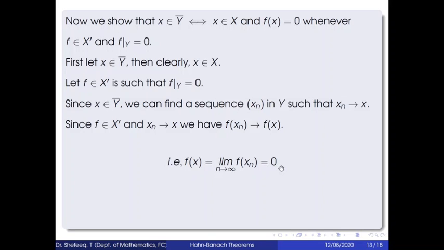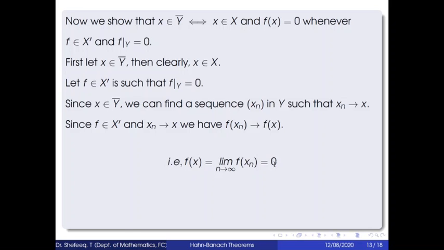So this is equal to 0, since the restriction of f to Y is equal to 0 and xn belongs to Y. So f(xn) is equal to 0 for all n, and that is why this limit is equal to 0. So we have assumed that x belongs to Y bar, then x belongs to X, and f(x) is equal to 0.